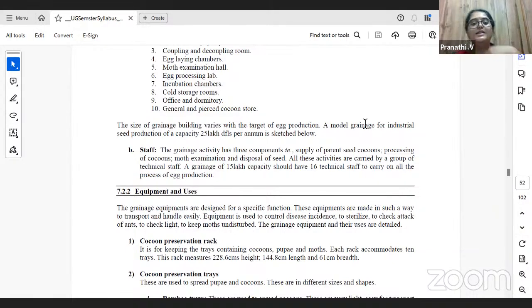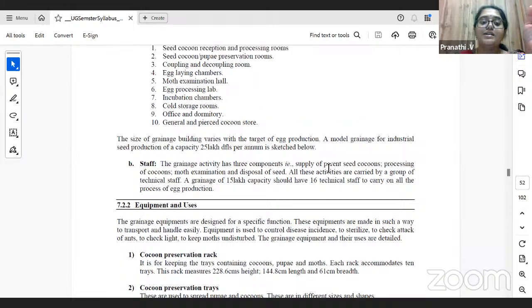Now the size varies accordingly, so you need to have around 25 lakh disease-free layings per annum to be produced. This is the industrial seed production drainage layout that has been given. We are looking at a capacity of 25 lakh disease-free layings per one single year. So yes, the whole thing is a huge investment, and for it to be viable and economical, you need to have all of these prerequisites. Now, staff also.